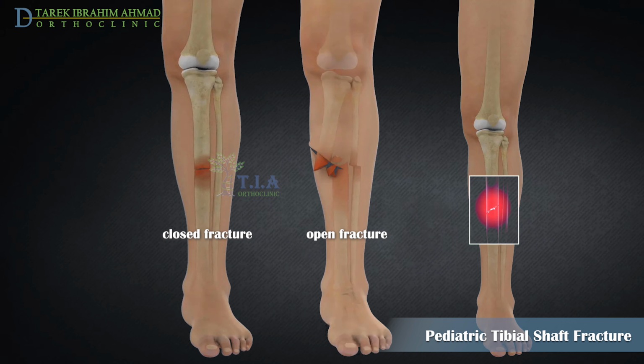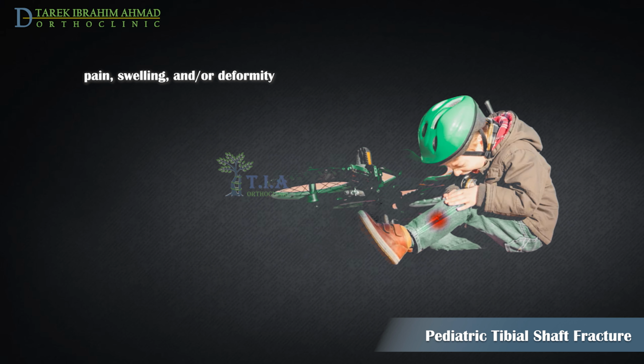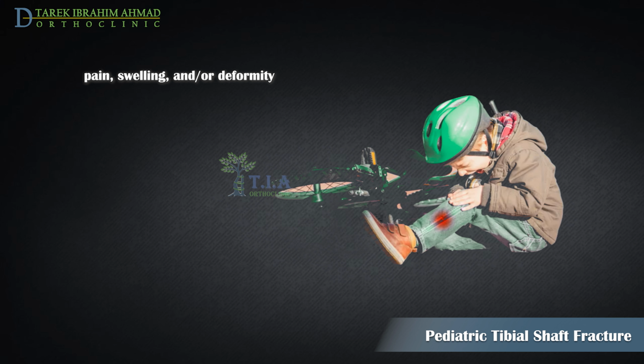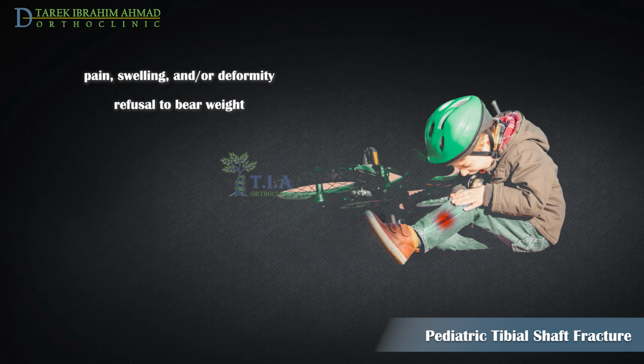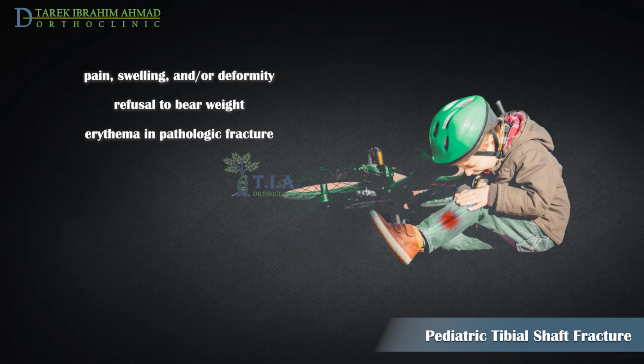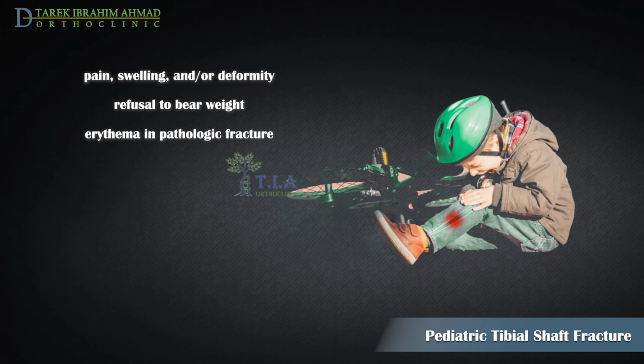A fracture is considered closed if the broken pieces do not pierce the skin. In an open fracture, the bone breaks in such a way that bone fragments stick out through the skin or a wound penetrates down to the bone. Children with tibial and/or fibular shaft fractures have pain, swelling and/or deformity at the site of injury. Most patients are unable or unwilling to walk. The only clinical manifestation of fracture may be erythema overlying the anterior tibia, which can be confused with cellulitis.